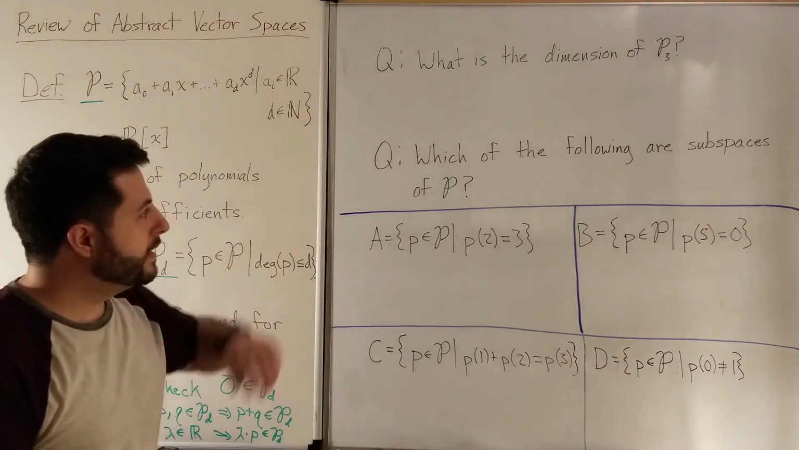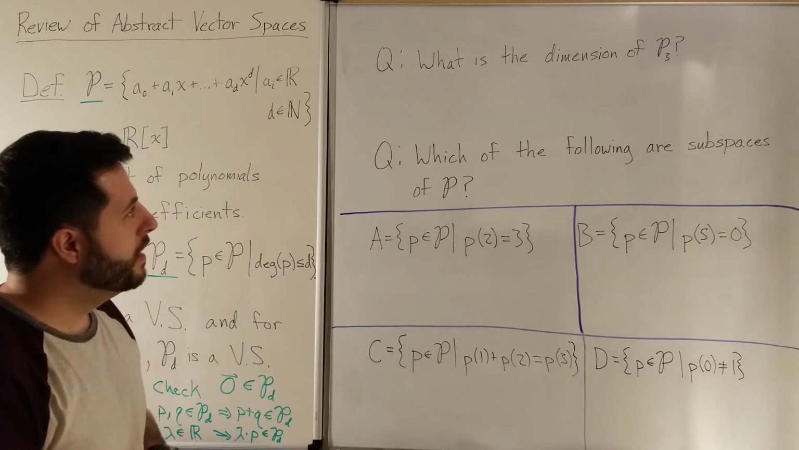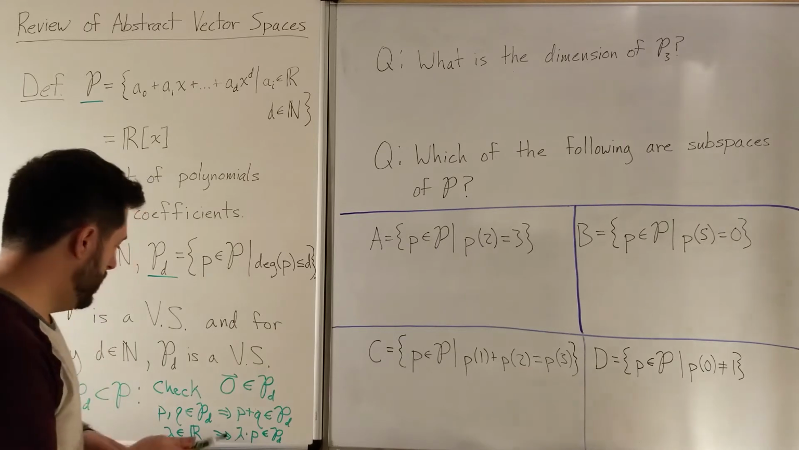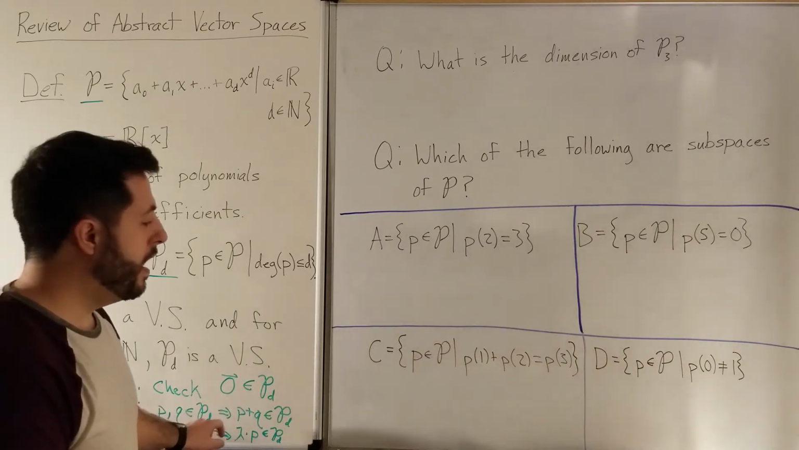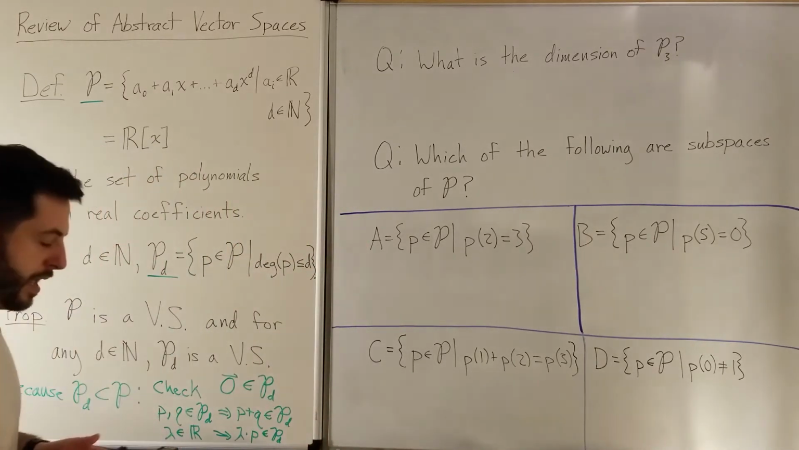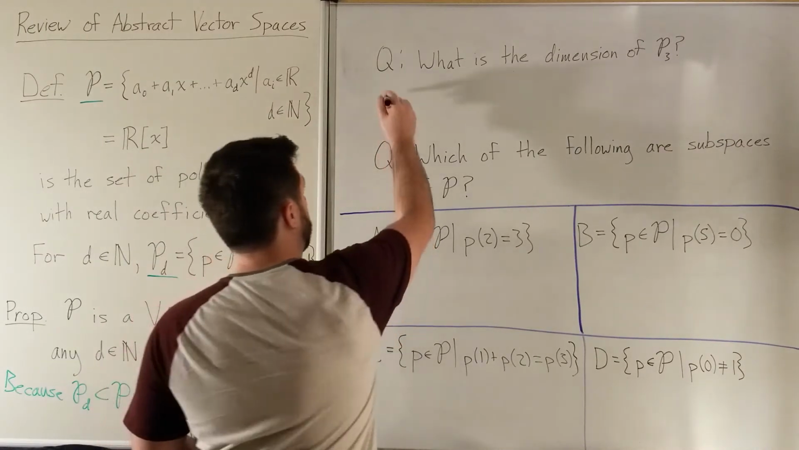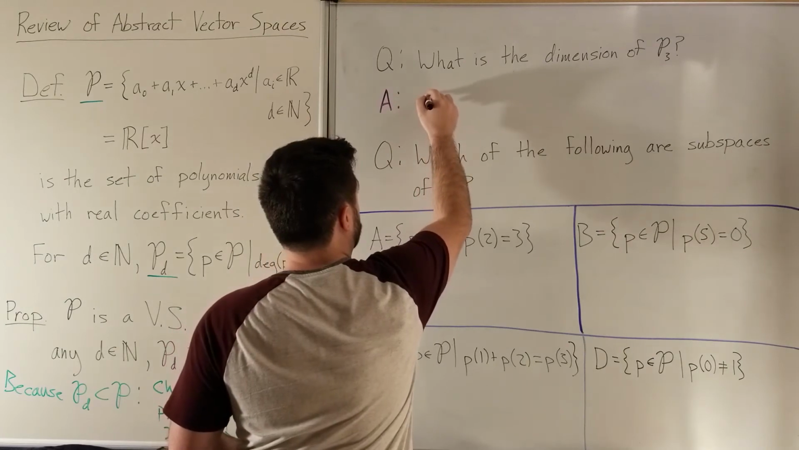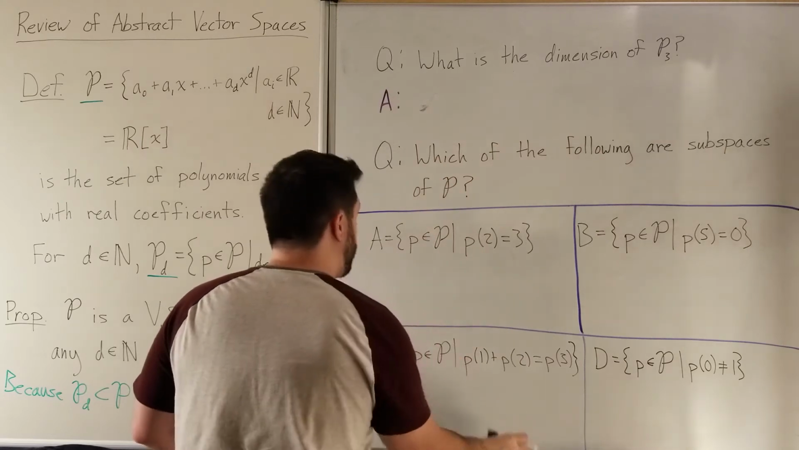So we're now going to look at a couple of questions here. So this first question says, what is the dimension of P3? Okay, so the dimension of P3 is determined by the number of elements in a basis for P3. So the answer for this is going to involve writing down a basis.